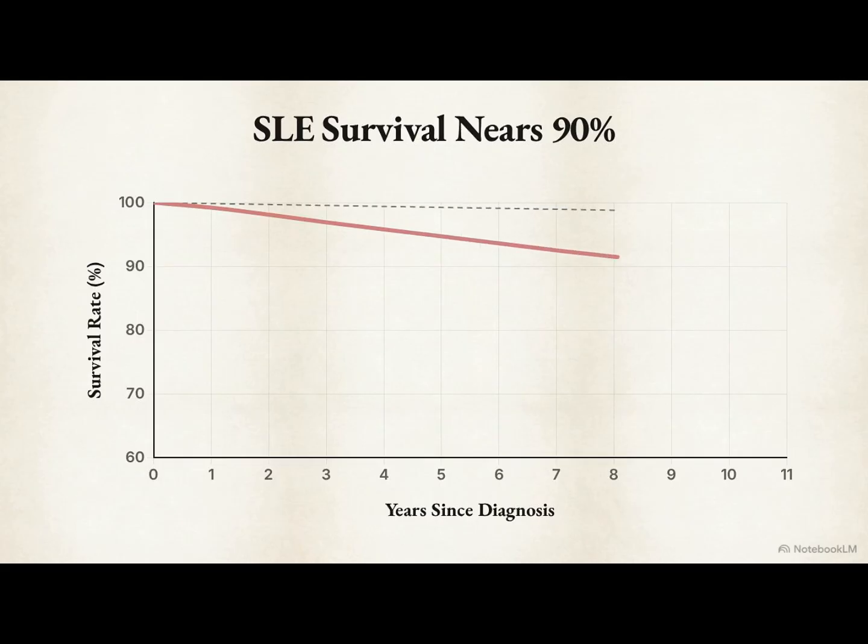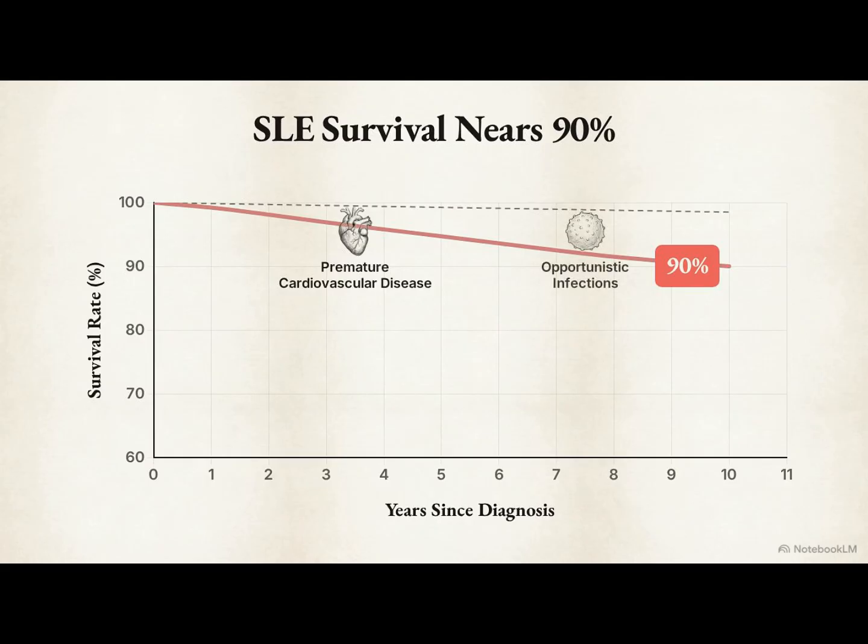It demonstrates that thanks to earlier diagnostics and evidence-based therapies, the 10-year survival rate in high-resource countries now approaches 90%. Yet patient survival remains marginally lower than the general population. The persisting mortality risks are no longer acute organ failure alone, but the downstream effects of chronic inflammation and immunosuppressive treatment, specifically premature cardiovascular disease and opportunistic infections.